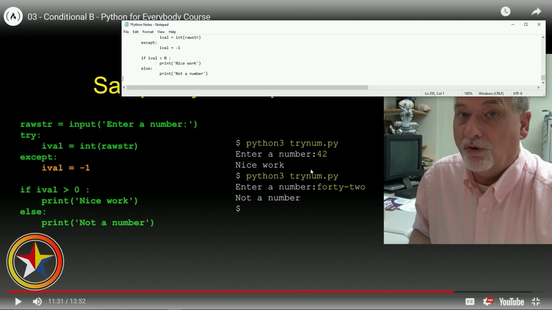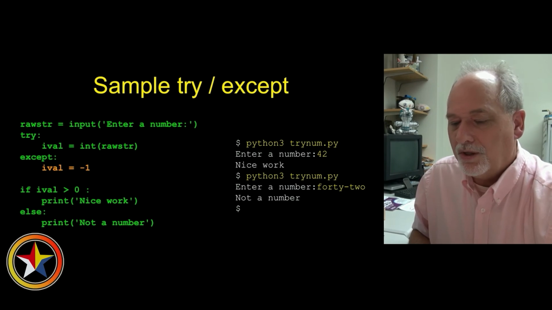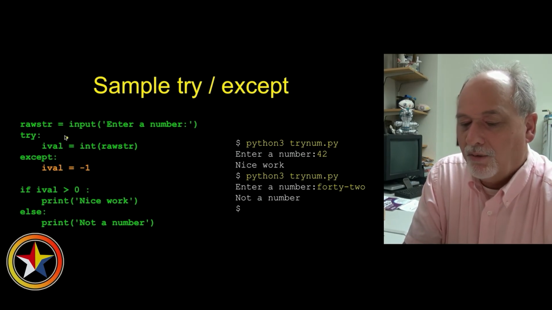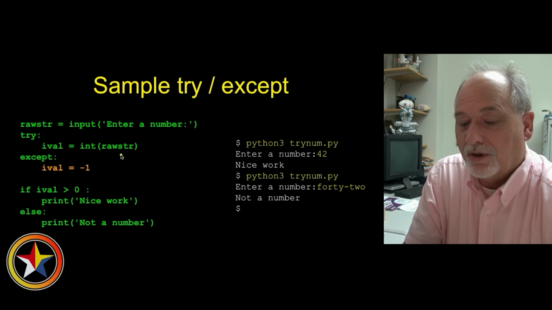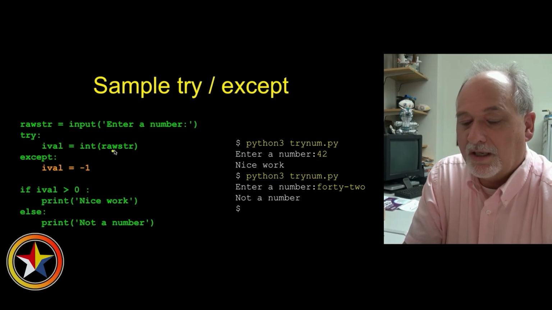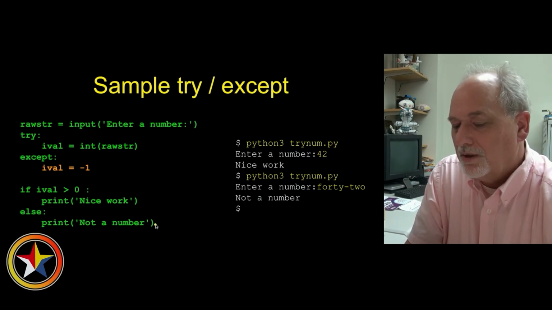Cool. So let's go and see some more. A real world example where the user is going to type some data. And that's users that get us in trouble. So our program starts by asking the user to enter a number. And we know that this could be dangerous. So we're going to put the conversion from string to integer in a try block. And we're going to set -1 if that's a failure. And then if it's greater than 0, we'll say nice work. And if it's less than 0, well, not a number.